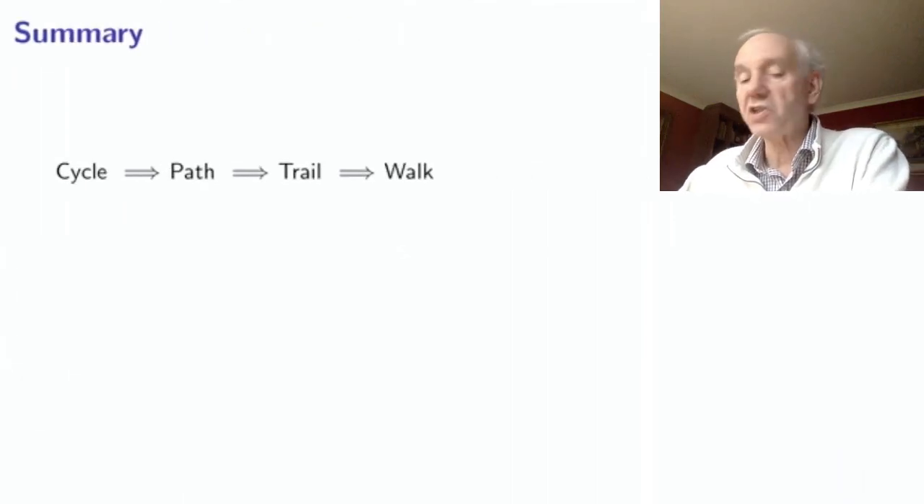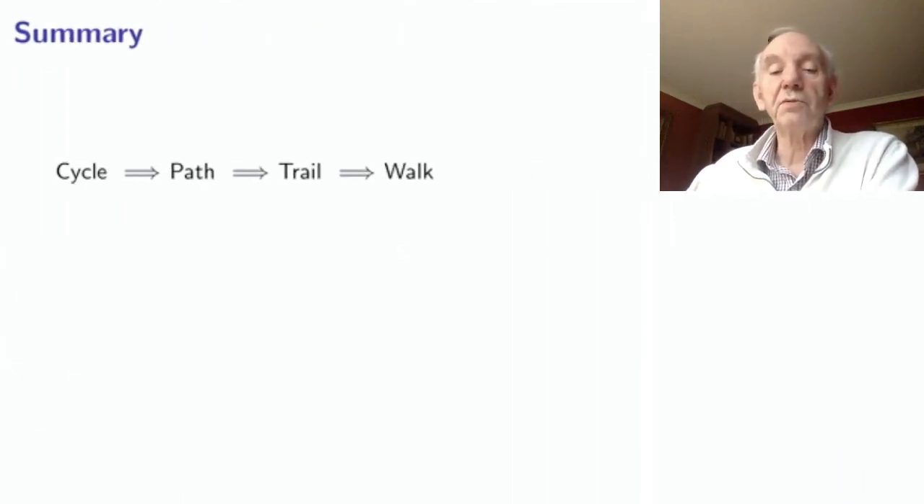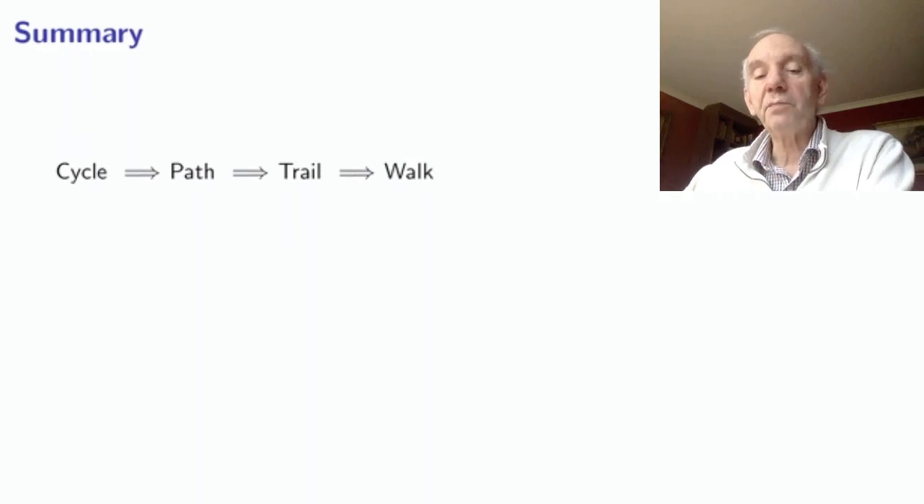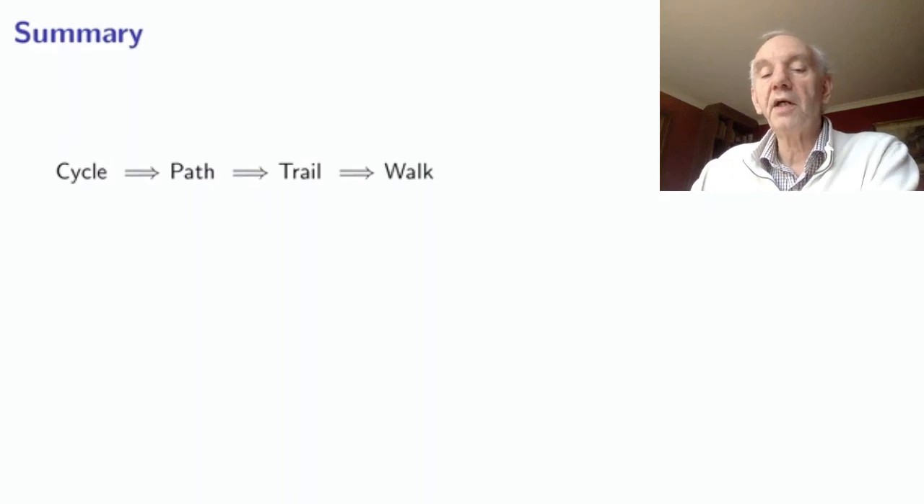Let me just finish with a summary. So we started with the notion of a walk, and then we slowly made this more restrictive. A trail means a walk where you're not allowed to repeat an edge. A path means a trail in which you're not allowed to repeat a vertex. Of course, if you repeat an edge, you must repeat a vertex. So a path, you're not allowed to repeat an edge or a vertex. And a cycle is a closed path.